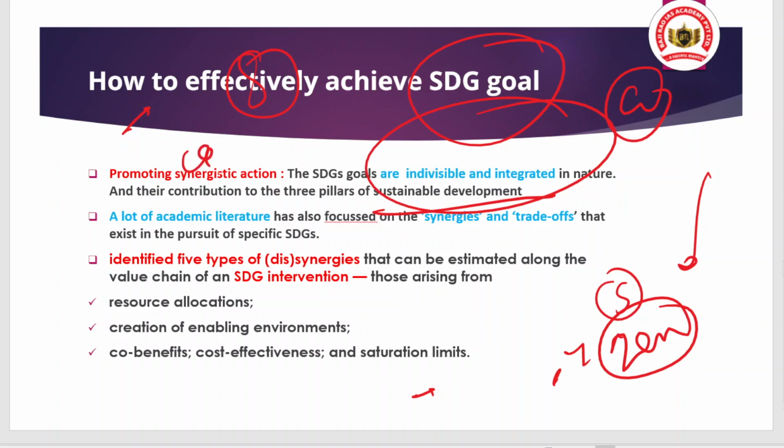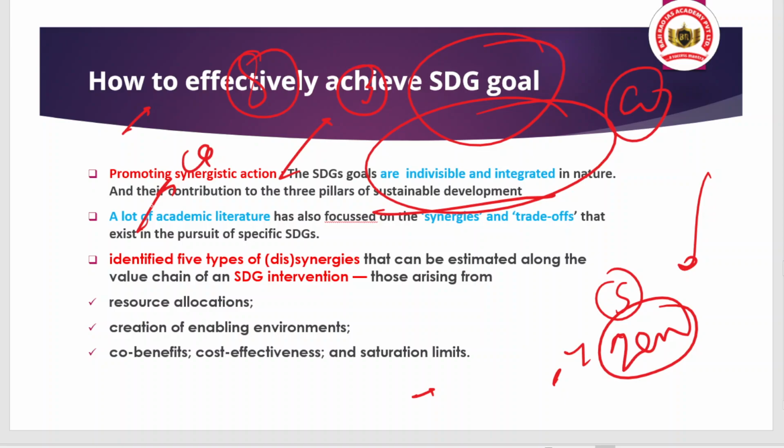Now we are asking you the question: what do you mean by the three pillars of sustainable development? Kindly do mention this in the comment box. If you do not know, please search on Google and then try to answer. That will help you to recall your concepts, okay.